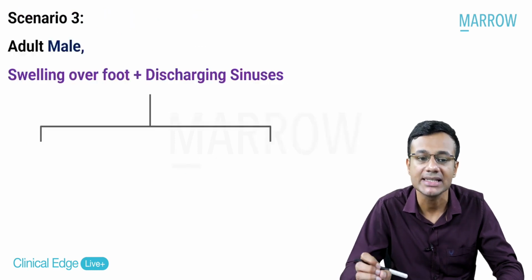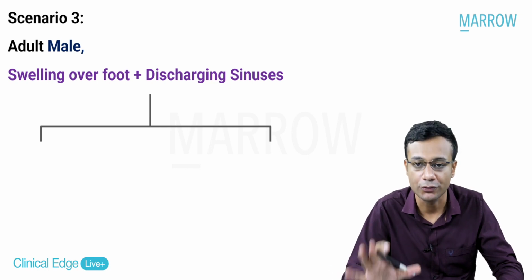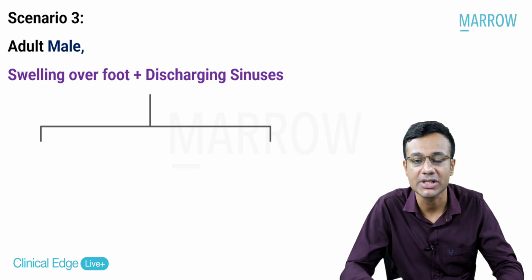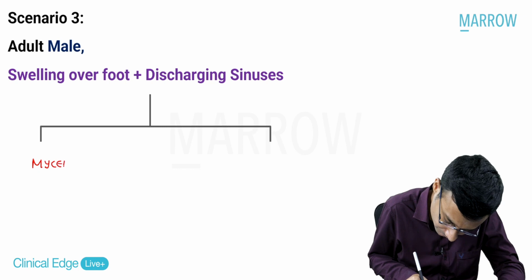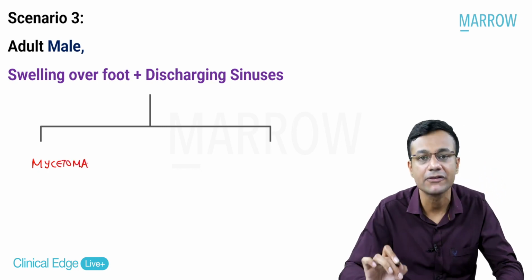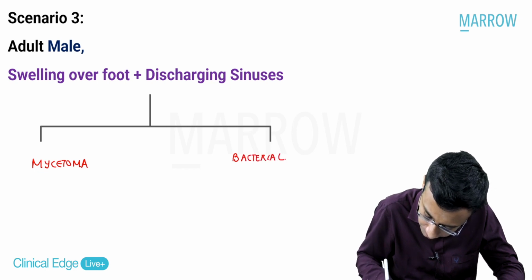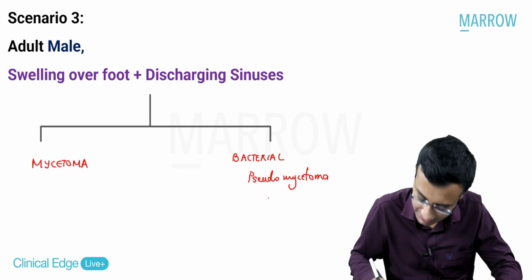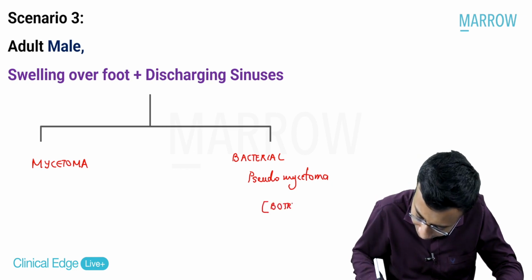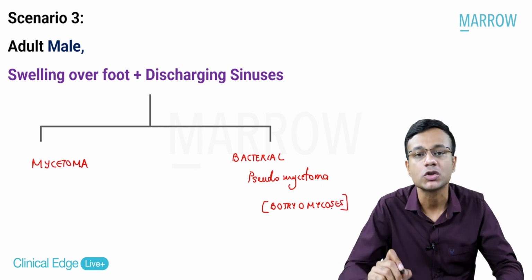Next case scenario. There is an adult male presenting with swelling over the foot with discharging sinuses. So foot, swelling, sinus formation, what should I think? Very, very important. Number 1 is mycetoma. This is my first DD. Second is going to be bacterial pseudomycetoma. So please remember, students, the other name for bacterial pseudomycetoma is botryomycosis. Botryomycosis is the other name for bacterial pseudomycetoma.